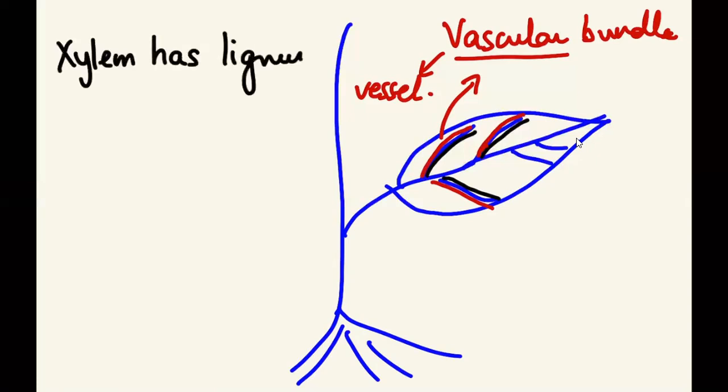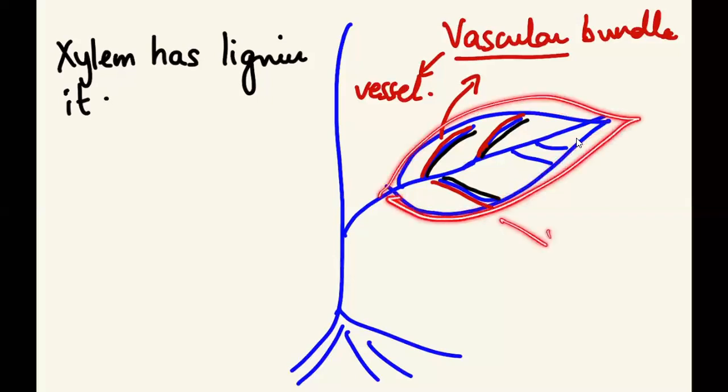It has lignin in it, and that lignin is somewhere here, because this black thing is the xylem. So over here we have lignin, and lignin is a very strong substance. It keeps the xylem upright. Now, since there is lignin, it also enables the leaf to expand like this, to stay upright, to remain in this position, facing the sunlight.